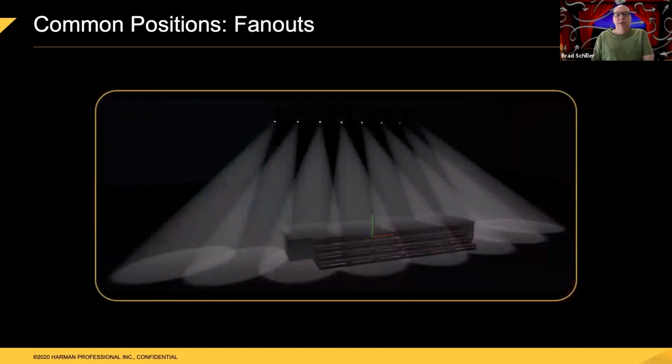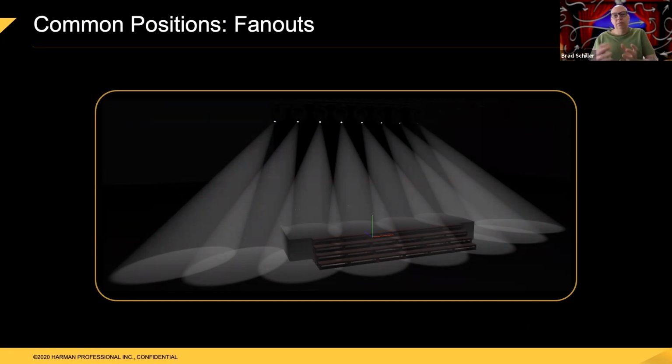Another thing that everyone likes to use are fanouts. And consoles have different methods to help you create these. It's a mathematical function typically called fan or align, or it might have some other names, that will spread your fixtures apart in a mathematical manner. And you can select different types of fanning or aligning.